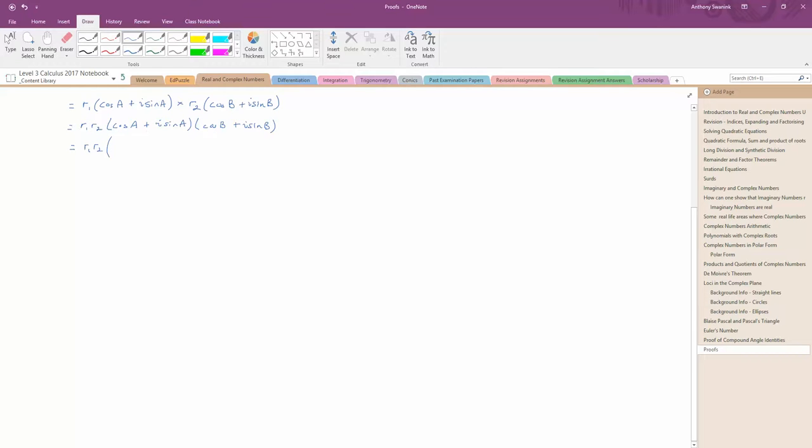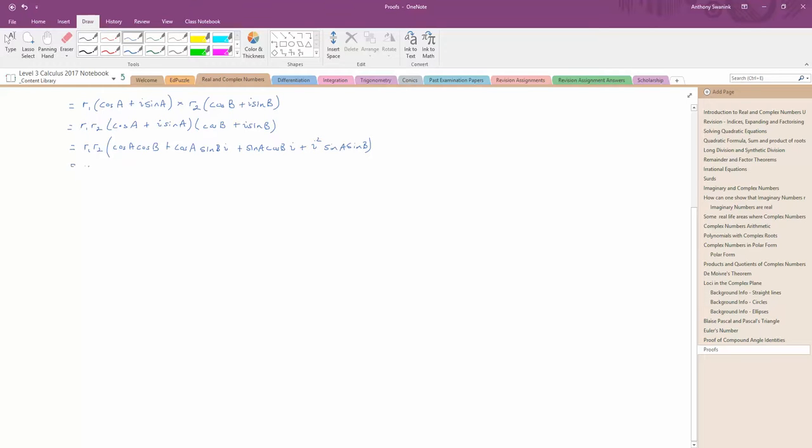I'm going to multiply cosine A times cosine B, cos A cos B. Then cosine A times i sine B, so that would be cosine A sine B i. Then i sine A times cos B, let's put that as sine A cosine B i. And then we've got i sine A times i sine B, that would be i squared sine A sine B.